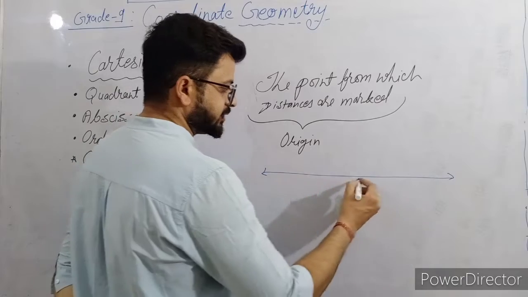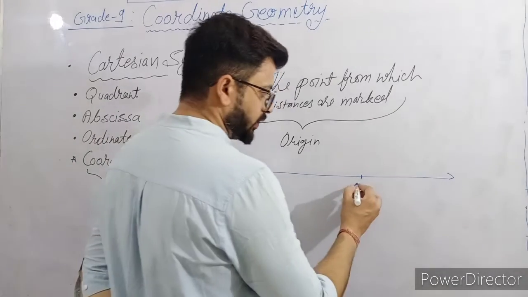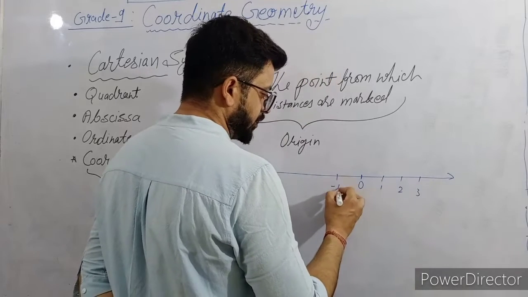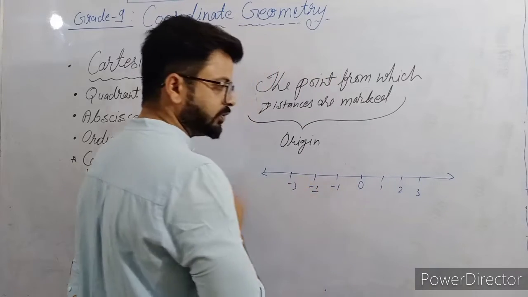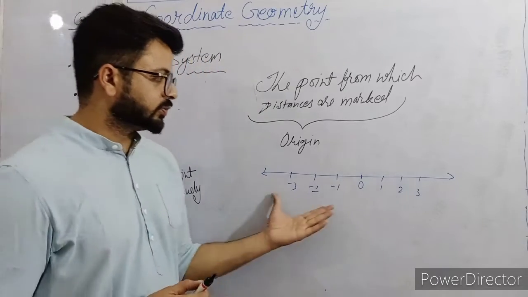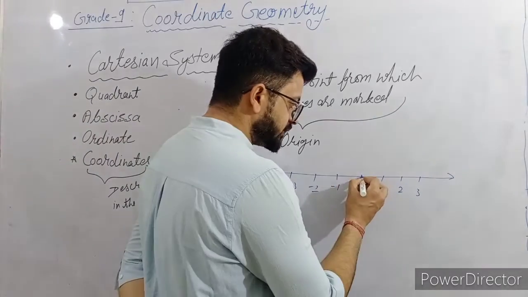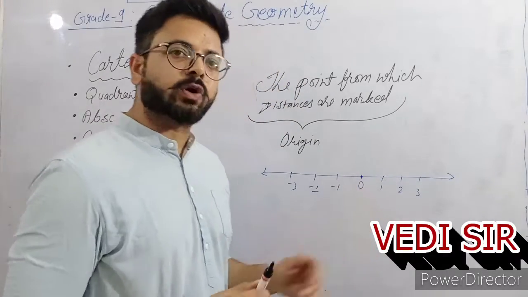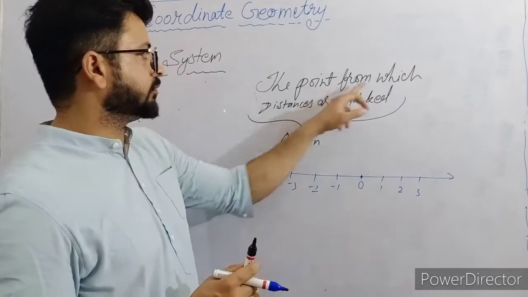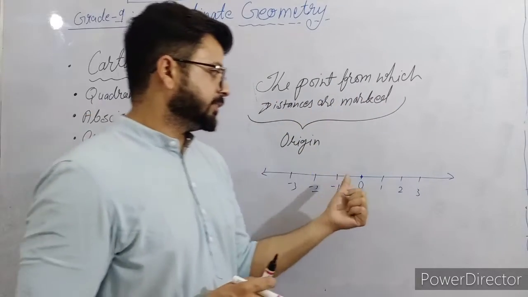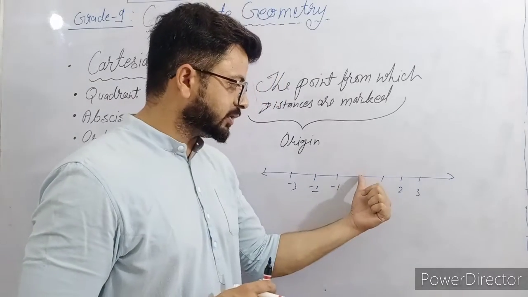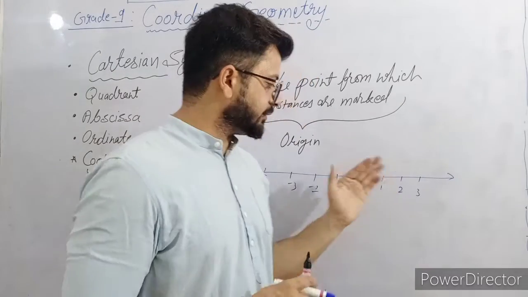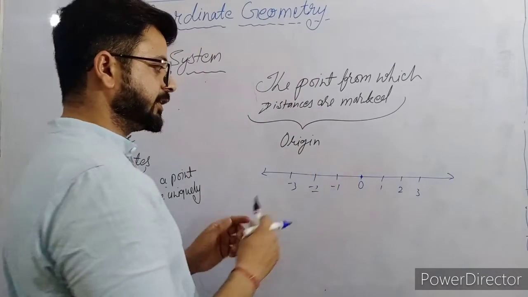You studied a number line in grade 8. On one side we add 0, 1, 2, 3, and on the other side -1, -2, -3, up to infinity. In this part, 0, we call it the origin also, because it is the point from which distances are marked. It is the initial point, and from here this side is positive and this side is negative.